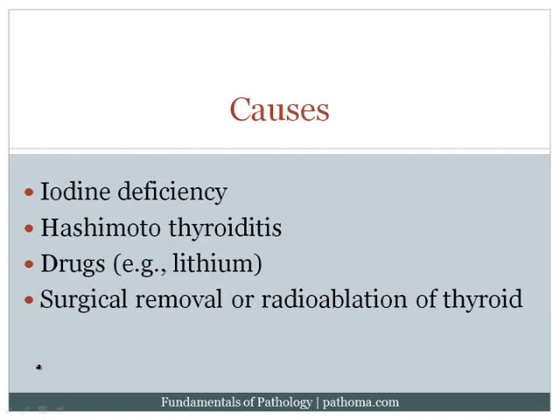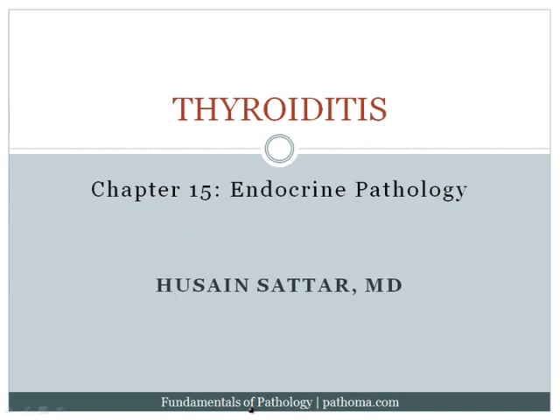Now, what are some causes? They include iodine deficiency. If you don't have iodine, you can't make thyroid hormone. Hashimoto's thyroiditis. This is the most common cause of hypothyroidism in regions of the world where iodine is sufficient. And basically, it's an autoimmune destruction of the thyroid gland. Some drugs like lithium can cause damage to the thyroid. And finally, if the thyroid was removed surgically or there was radioablation, for example, if the patient had Graves' disease and you radioablated the thyroid, that could then result, of course, in hypothyroidism, assuming that the patient was not taking thyroid replacement hormone.